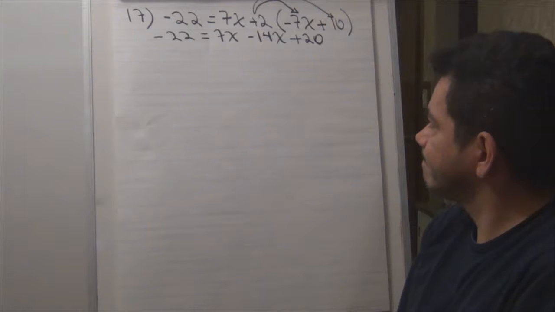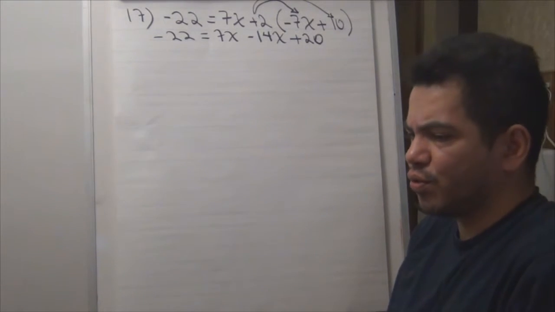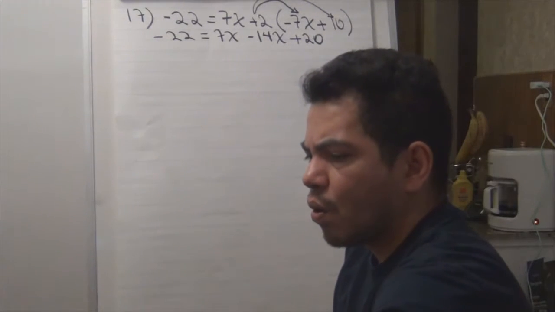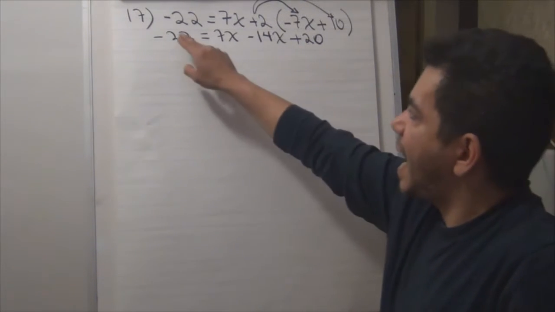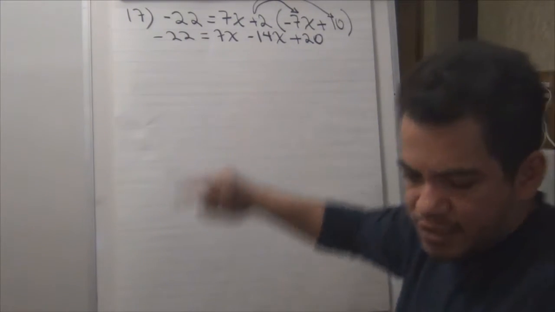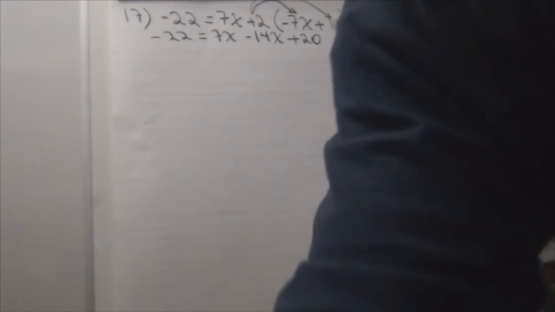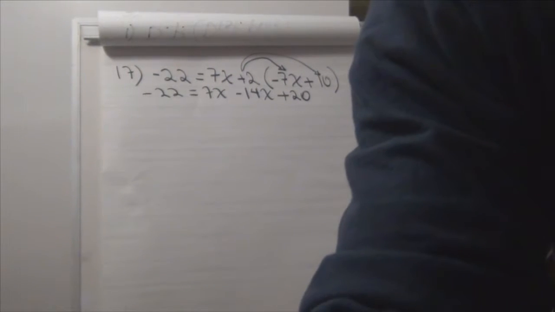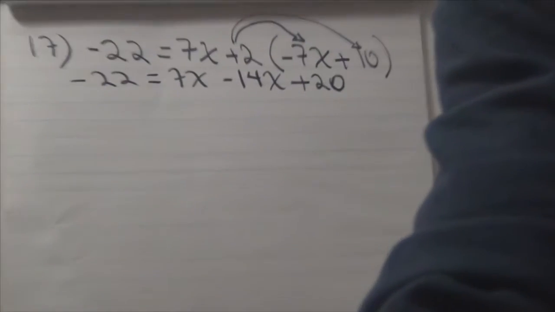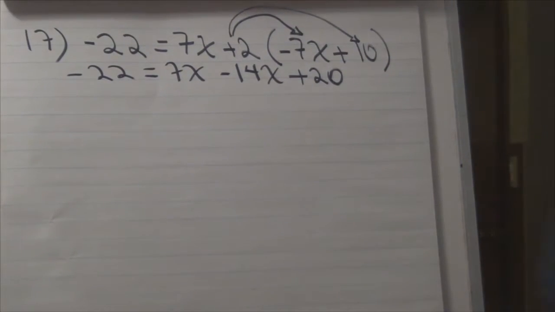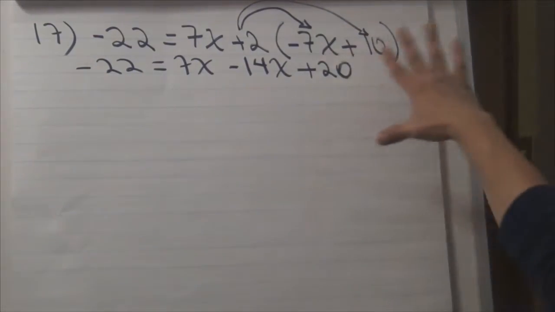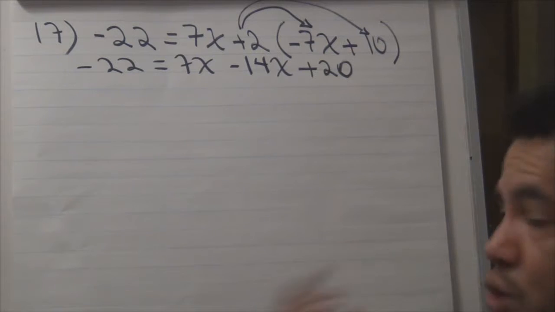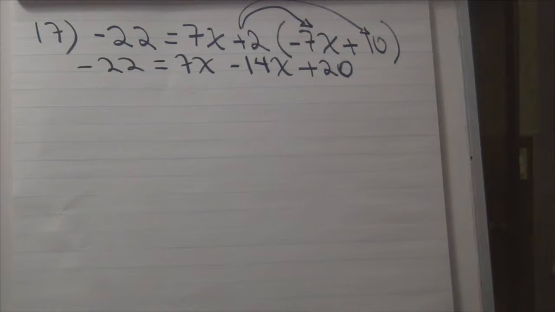Now, what was the other rule that I said? I said, look out, are there any fractions? I don't see any fractions. Let me zoom in just in case. Okay, that should be good enough. No fractions whatsoever. So you say no.